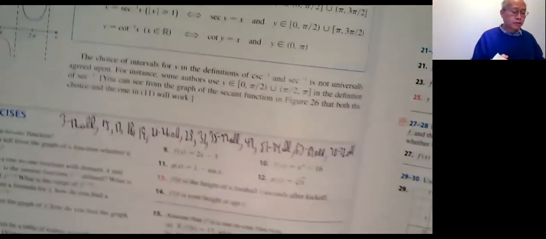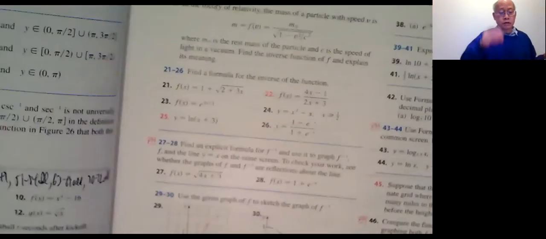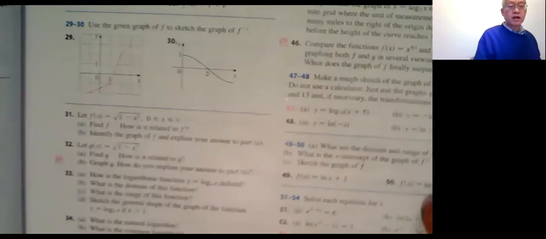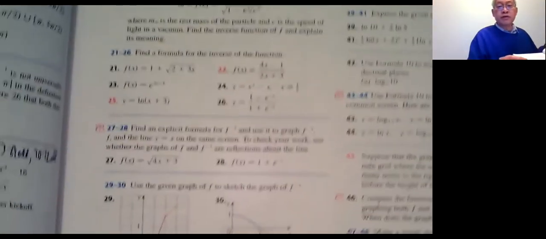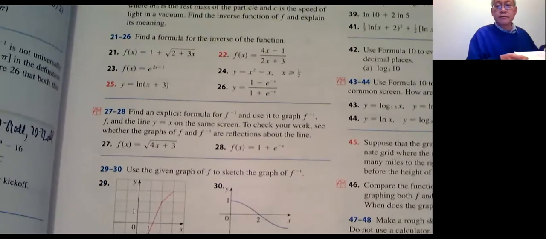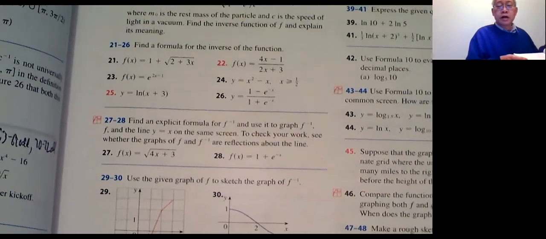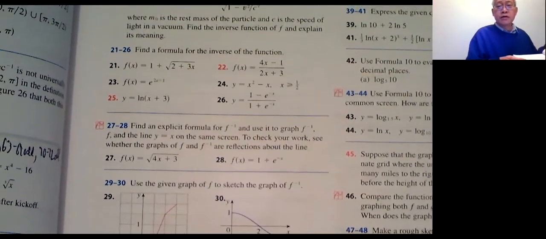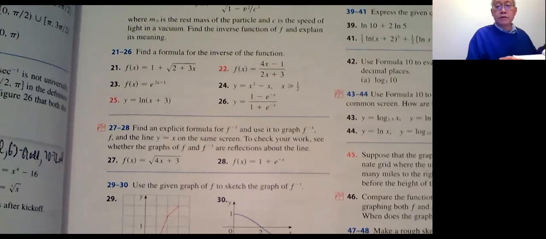All right, I want to talk about finding an inverse. So I'll show you some problems on finding an inverse, and then I'll probably give you one to do in class, and that'll be it for today. Okay, I'm going to hold off on 18. I'll let you try it, but I'll come back to it tomorrow. Okay, find a formula for the inverse of a function. So 21 to 26. So how do you find the inverse of a function? So I'll do the even ones. 22, 24, 26, I suppose.